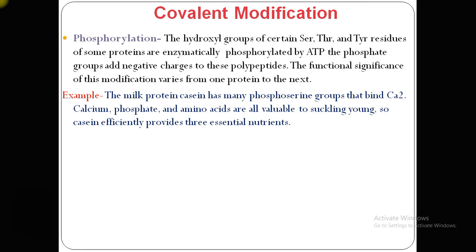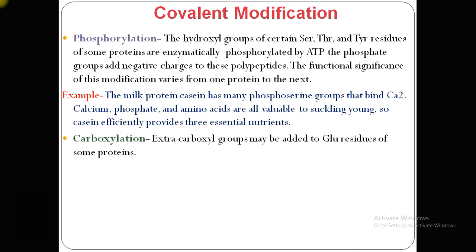Example, as you can see, the phosphorylation of casein is an important post-translational modification occurring after the synthesis of the polypeptide chain in the Golgi apparatus of mammary epithelial cells under the action of protein kinase, and it mainly has many phosphoserine groups that bind to calcium, and then calcium phosphate and amino acids are valuable to suckling young. So casein efficiently provides these essential nutrients to these young babies.